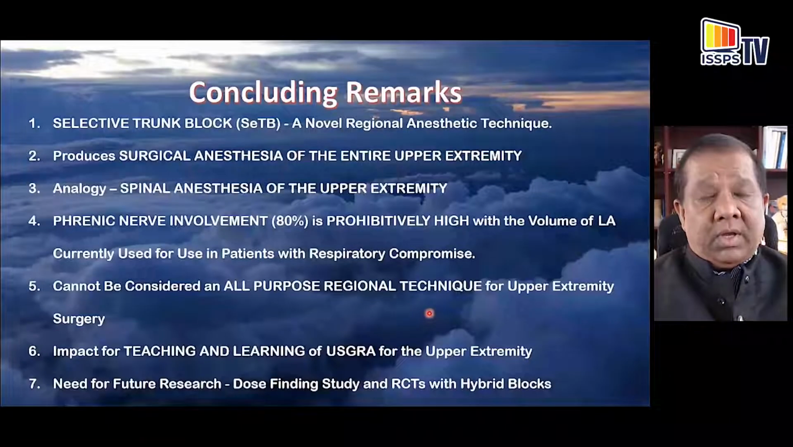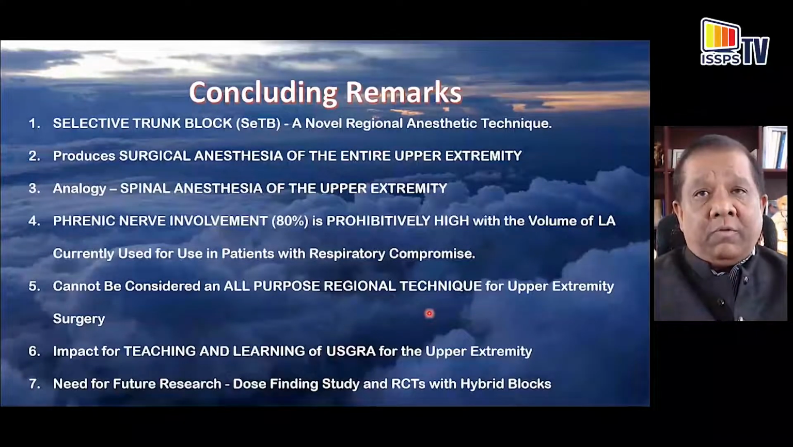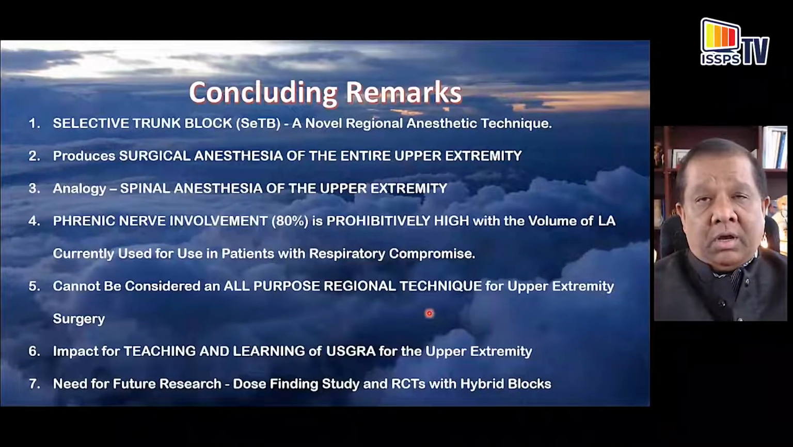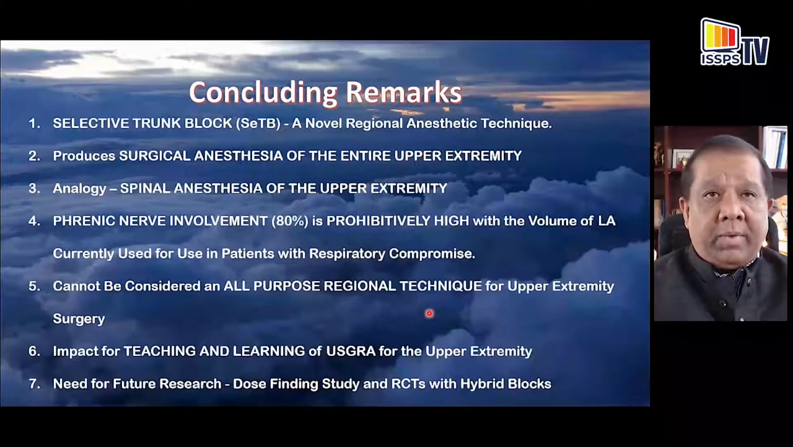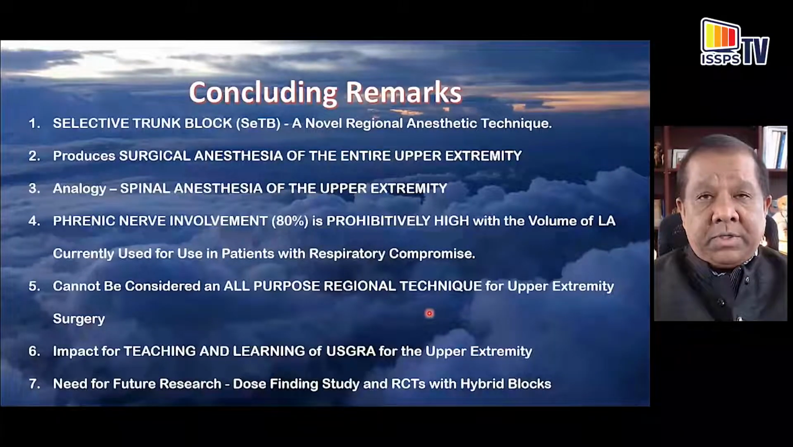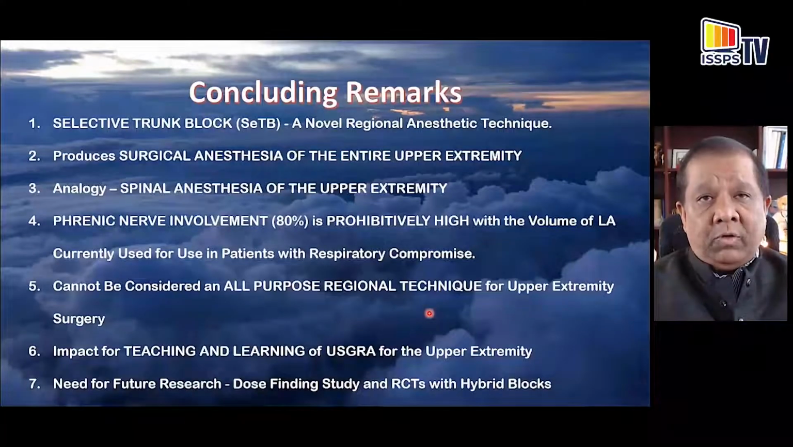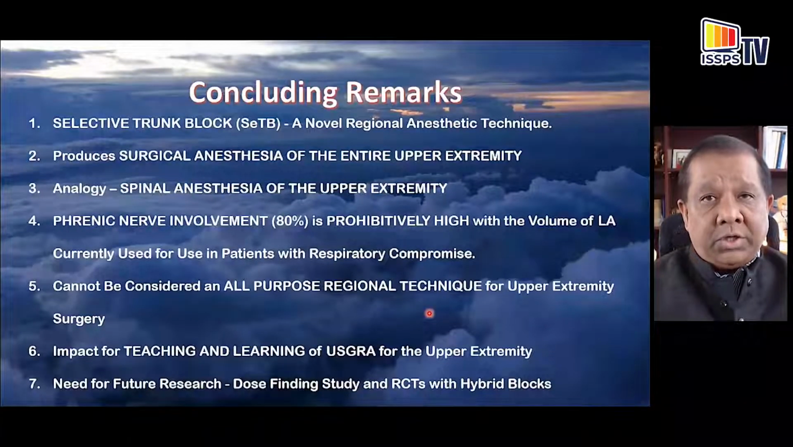So in conclusion, selective trunk block is a novel regional anesthetic technique that we have successfully used for surgical anesthesia of surgical procedures involving not only the shoulder and the upper humerus, but also the elbow, forearm, and the hand. So we use it kind of as a spinal anesthesia of the upper extremity, being particularly useful when we have used it in combination, in surgical procedures involving not only the shoulder and the upper humerus, but also in combination with hand or forearm surgery.